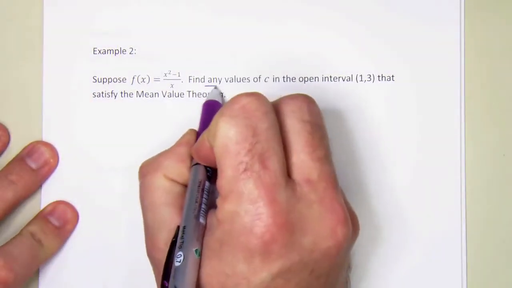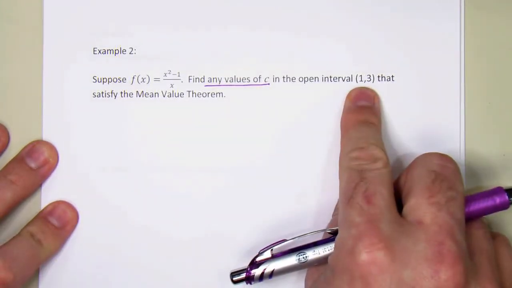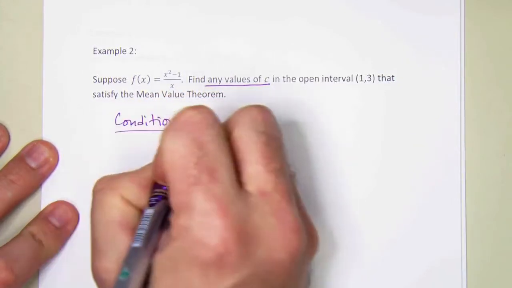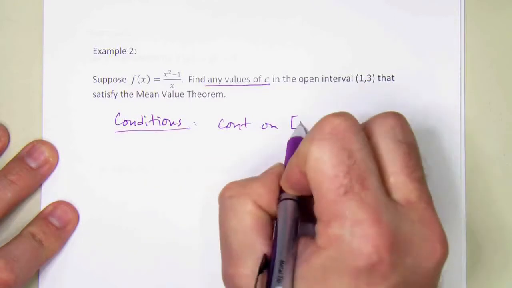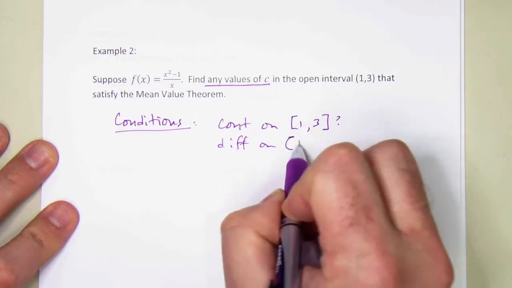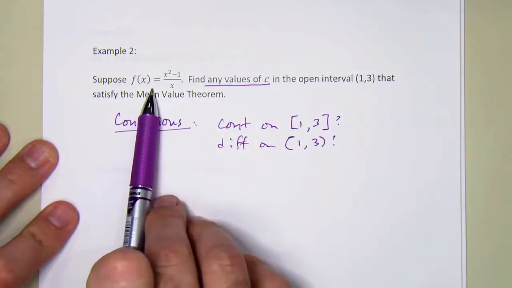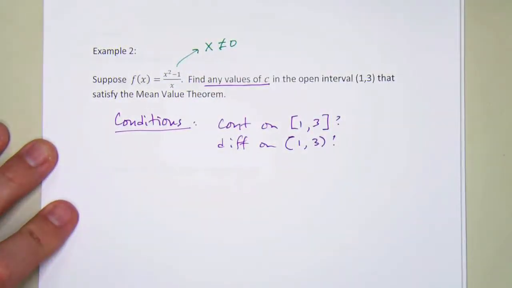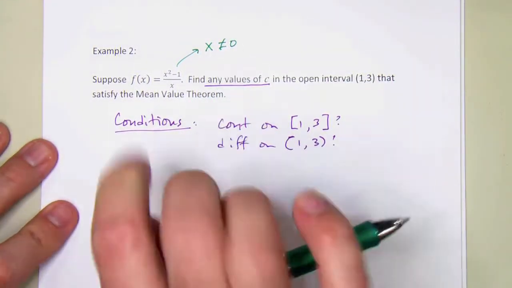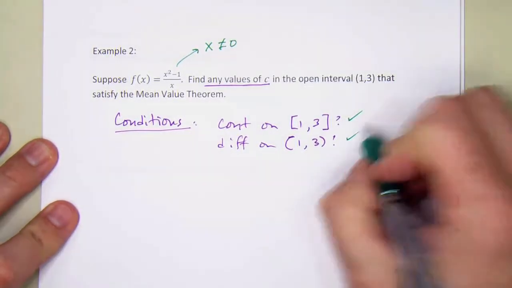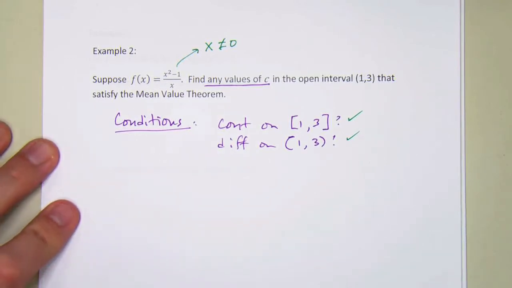In example 2, we have a function given, and we are supposed to find any values of c in the open interval 1, 3 that satisfy the mean value theorem. So let's start with a quick check of our conditions. We need to see that this function is continuous on the closed interval 1, 3 and differentiable on the open interval 1, 3. What we can see from this function is x is not allowed to be 0. That's our only value that's not a domain value. But that means that for anything other than 0, this function is both continuous and differentiable. That means it's continuous on the interval 1, 3, and it's differentiable on the open interval 1, 3. So we can apply the mean value theorem.